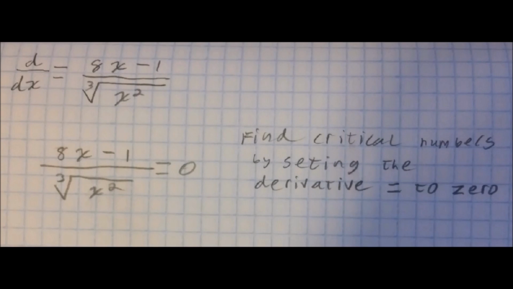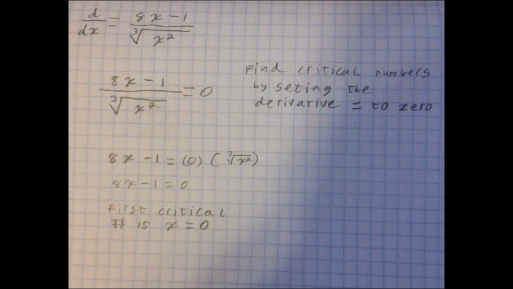Once finding our derivative, we must find what are called the critical numbers, and this is accomplished through setting our derivative equal to 0 and solving for x. As you can see here, we will first bring our denominator, the cube root of x squared, over to the right side in order to be multiplied by 0, which will of course equal 0, bestowing to us our first critical number of x equals 0.